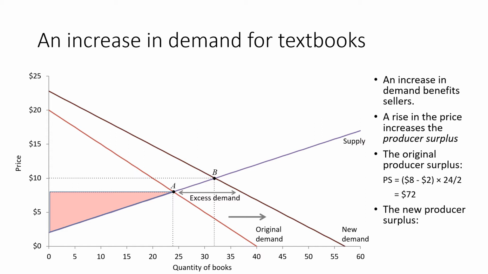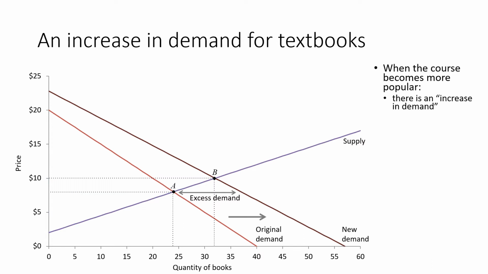The new producer surplus is going to be larger, right? It's this whole blue triangle. And if you calculate it out, you see the producer surplus has gone from $72 to $128, right? If you're someone selling something that the price goes up for, your surplus is going to go up in a competitive market.